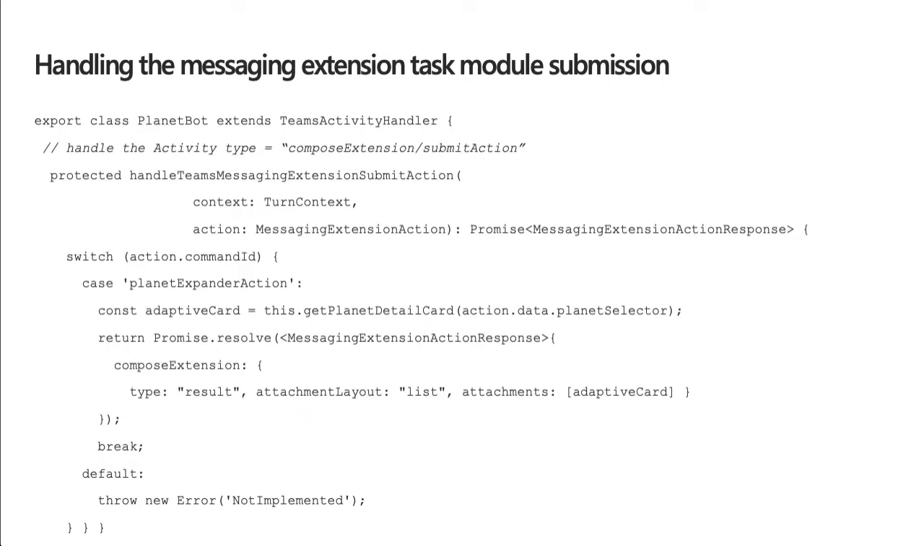The following code demonstrates a messaging extension web service implemented using the bot framework SDK that responds with a card that is either added as a response to the message or added to the compose message box. The method handleTeamsMessagingExtensionSubmitAction is called by the bot framework SDK when a message of type composeExtension/submitAction is received.